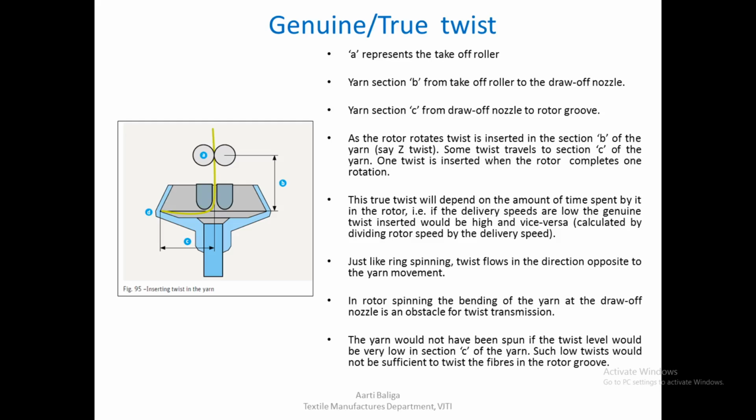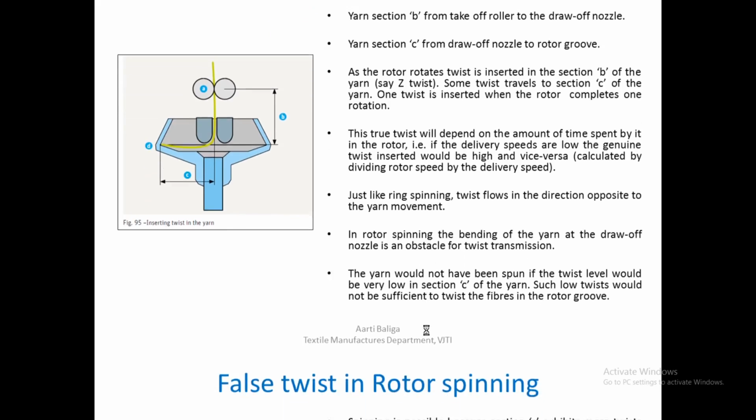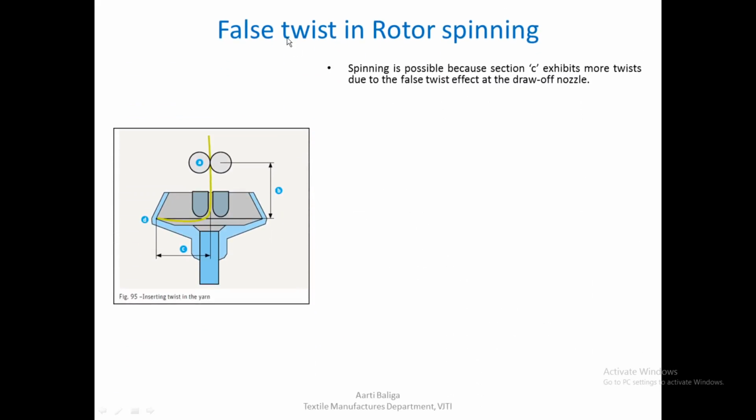So what is to be done, or how is this spinning happening in spite of the low amount of true twist in this section C? Let us see that. That happens because a false twist is there in the rotor spinning process. So spinning is possible because section C exhibits more twist due to the false twist effect at the draw off nozzle. This happens mainly because of the draw off nozzle, because of which false twist is inserted. We'll see how that is done.